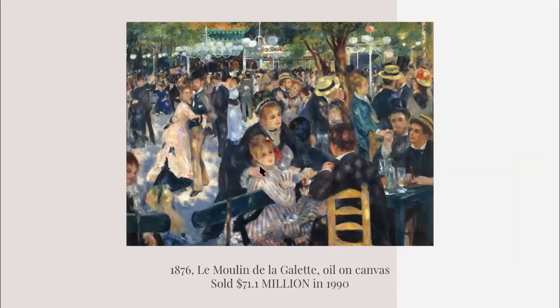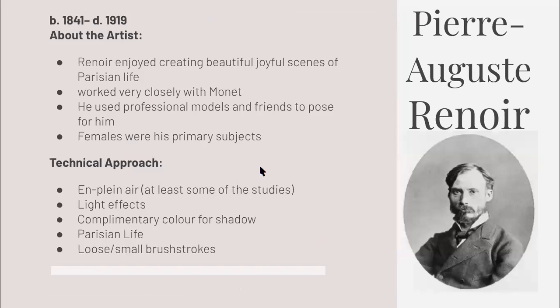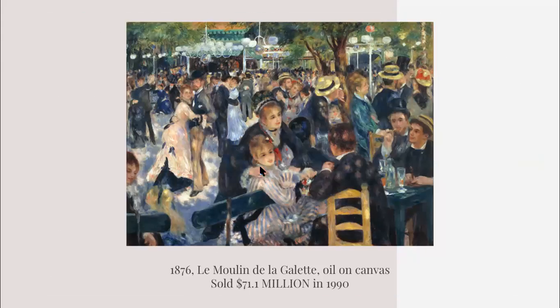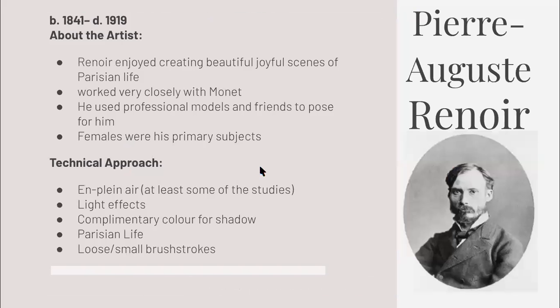This next artist is someone that you might know or might not know. His name is Pierre-Auguste Renoir. Renoir enjoyed creating beautiful, joyful scenes of Parisian life, so that's what we see here. He worked very closely with Monet. A lot of these Impressionist artists lived somewhat close, and they were known to be friendly with each other. He used professional models and friends to pose for him. Females were his primary subjects.